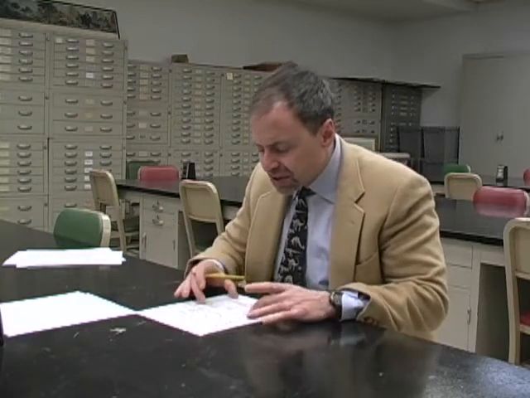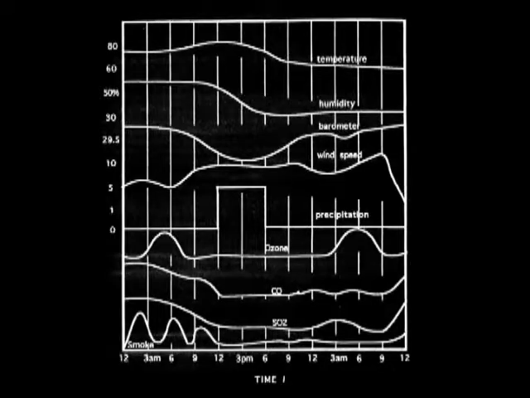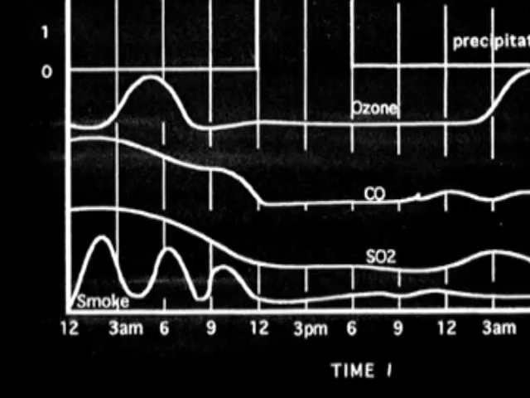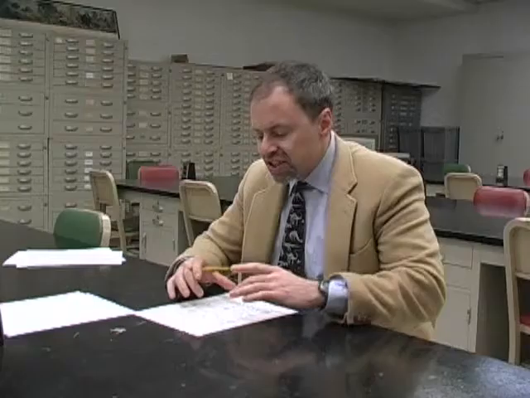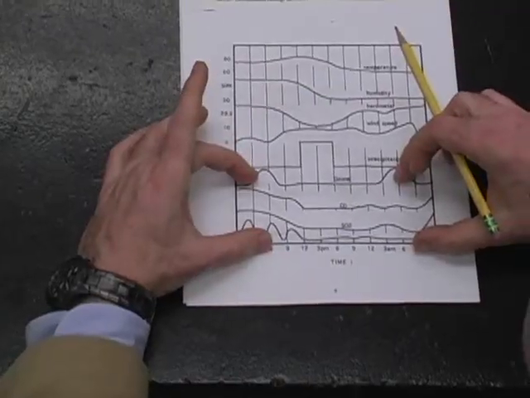The next thing you do is go down to the lower portion of the curve. And the lower portion then includes some of the basic pollutants that we see in the atmosphere. Ozone, carbon monoxide, sulfur gases, and smoke, particulates. And so you look at these then and see what occurred with this weather change.